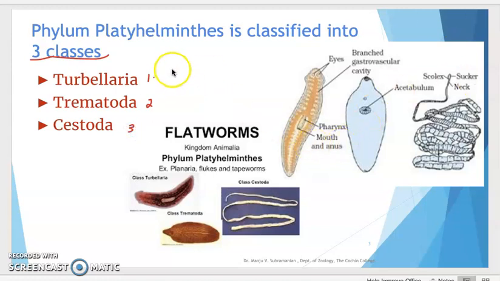The example for the Turbellaria is Planaria. You can see this is Planaria. Then the example for Trematoda is Fasciola, and the example for the Cestoda is Taenia solium. So these are the three examples that you have to study, which represent these three classes: Turbellaria, Trematoda, and Cestoda.